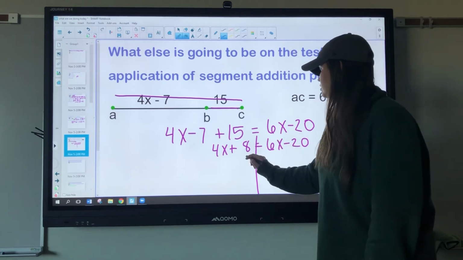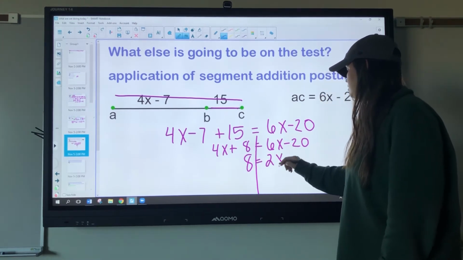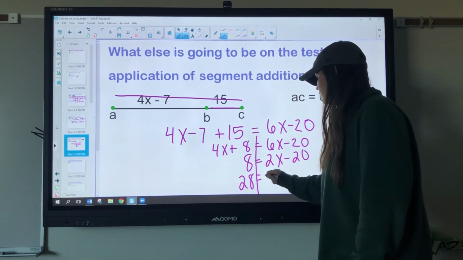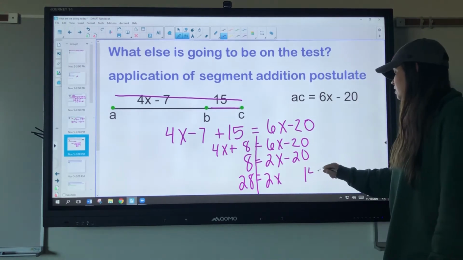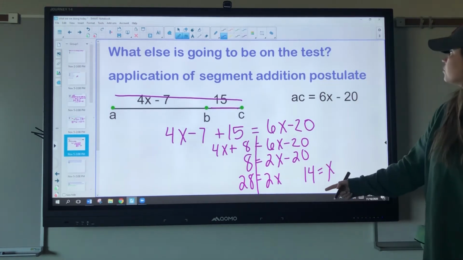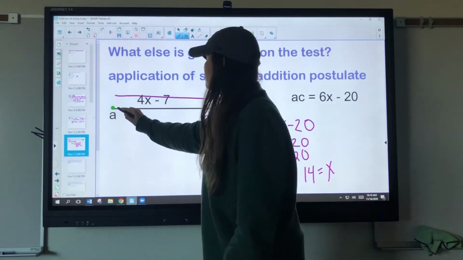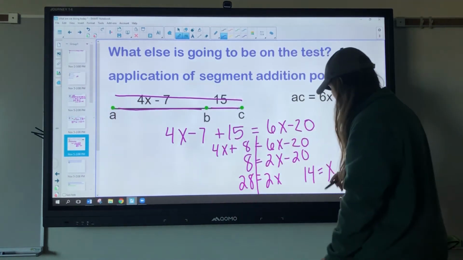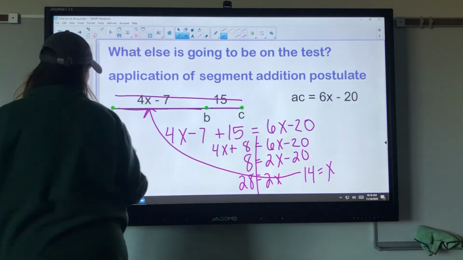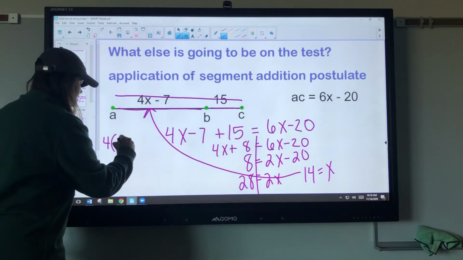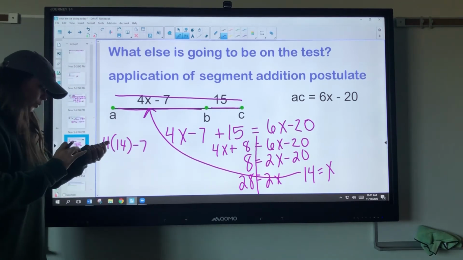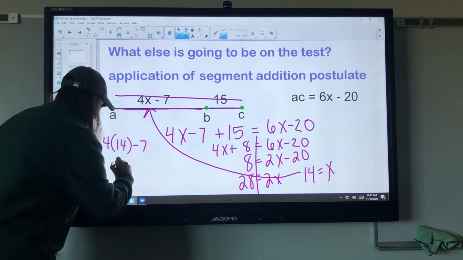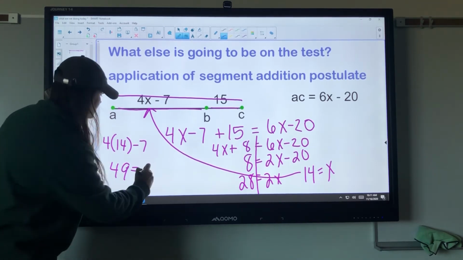Subtract the like terms because they're on different sides, and you will get 2x. Add 20 to both sides, you get 28. Divide by 2 and you get 14. Now that's not the answer. X equals 14, but if they want the length of AB, then you have to plug your 14 back in, because if this is 15, how can this be 14, you know? So you've got to plug your 14 back into the expression and do 4 times 14 minus 7, which is 49. So 49 is the length of AB.